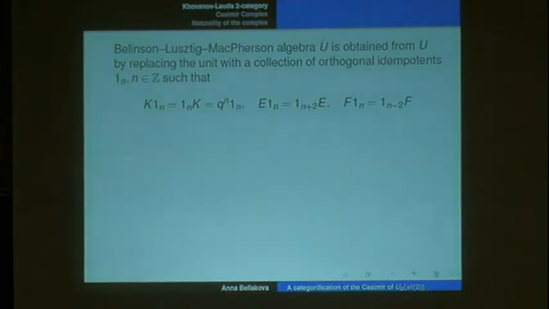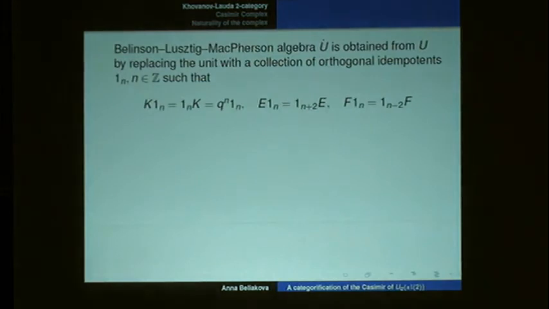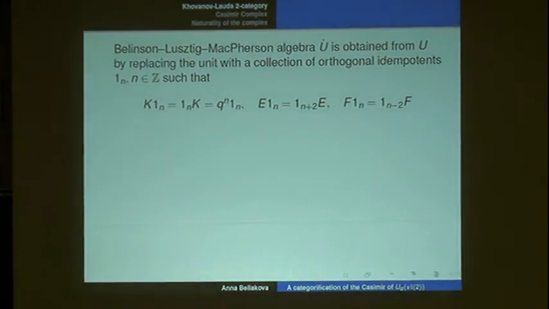I will use this Beilinson-Lusztig-MacPherson replacement for the quantum group, which uses a collection of orthogonal idempotents, which you have to think about just as a projection onto the nth weight space in some representation. If you project onto this specific nth space, then K is just acting by a power of q, E just switches n to n plus 2, so increases the index, and F decreases this index by 2. So just exactly what happens on the representation.